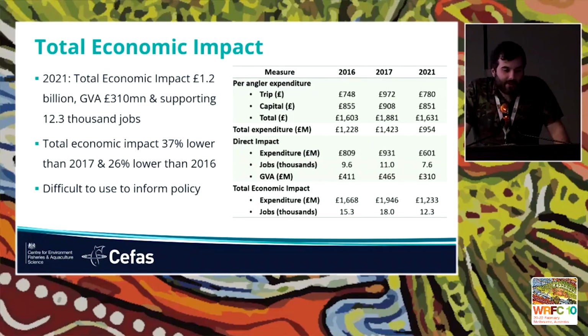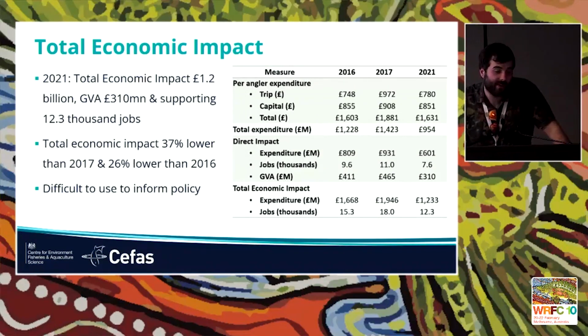So looking at the total economic impact after you run everything through the input-output analysis, we see the total economic impact is around £1.2 billion, creating a gross value added of £310 million and supporting 12.3 thousand jobs in the UK. So it's quite a big employer in our country. But even though these figures sound quite impressive, they're actually lower than they have been in the past, but predominantly due to that reduced participation rate, as I said.